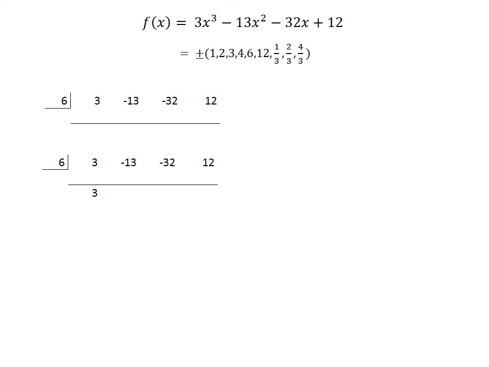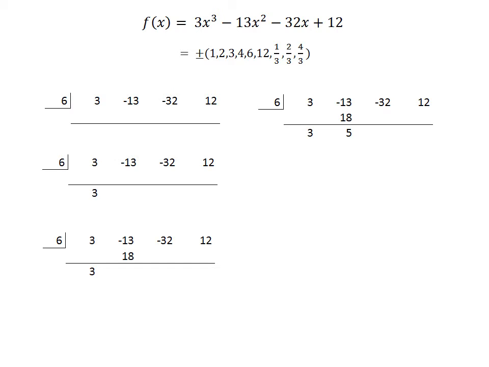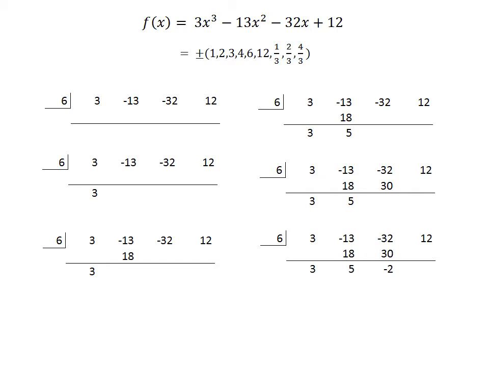So I'm going to bring down the 3. I'm going to take the 3, multiply it by 6, and get an 18. That 18 I'm going to write underneath the negative 13. I'm going to add the negative 13 and 18 together to get a 5. And then I'm going to take the 5 and multiply it by 6, and I get a 30. At this point, I see that I get a negative 2. So I know now that this is not an upper bound. But if I continued on, I might see that I have found a 0, which might make me very happy.